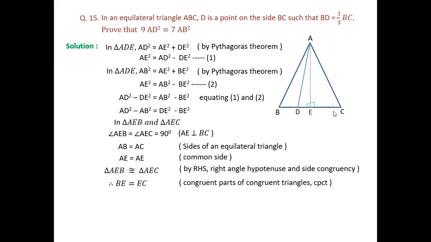Now let us write BC. BC is equal to BE plus CE. CE is also BE, so it will become BE plus BE, that is 2BE. That means BE is half BC. This is the fourth equation. This is your third equation.